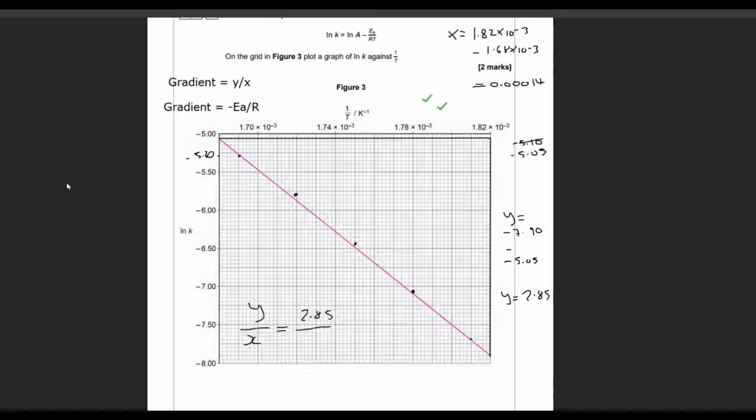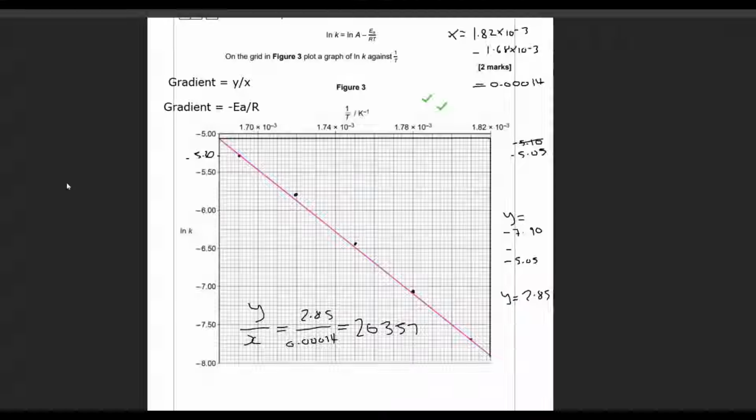Now I'm going to divide this by 0.00014, and that is going to give me 20,357. Now, when I say that mine is on the limit of the accuracy, if you check, the Markscheme answer is 19,990 or something like that. But it does range up to 20,400. So my answer would be valid and would be within the range accepted by the Markscheme.